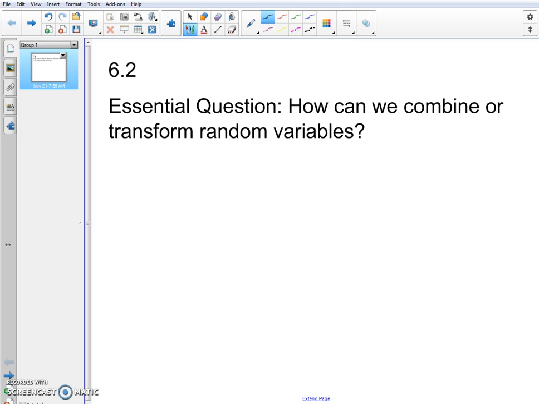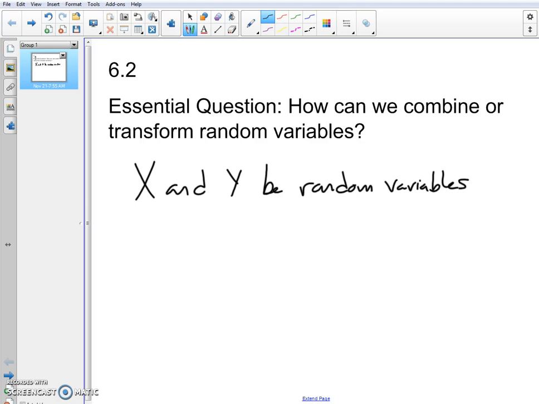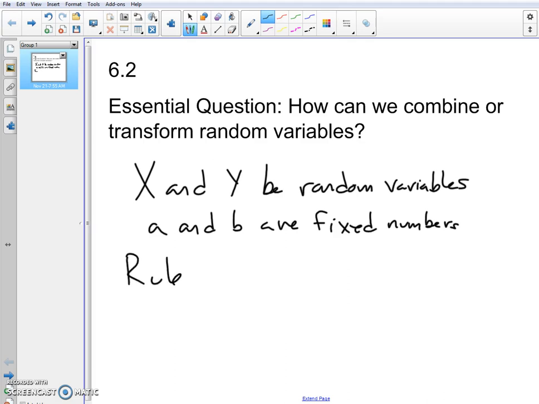So for our formulas here, we're going to let x and y be random variables. Remember, a random variable is something that takes on a numerical outcome. And then a and b are fixed numbers. So what we want to think about is if I'm adding or subtracting random variables, or if I need to take a random variable and multiply it by something or add something to it, that would be like the a and b. So we have some rules here. These are the formulas.